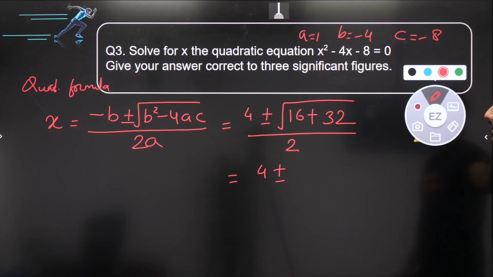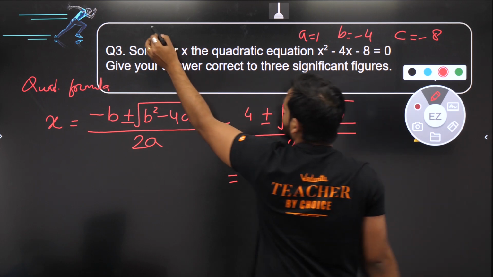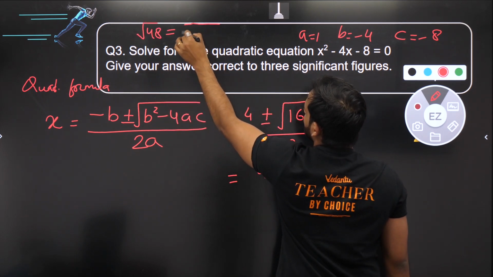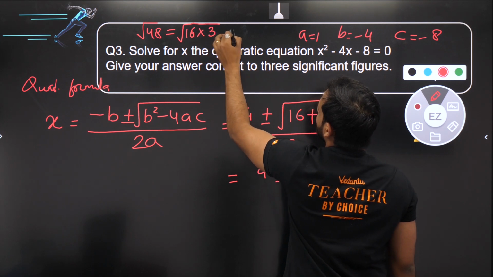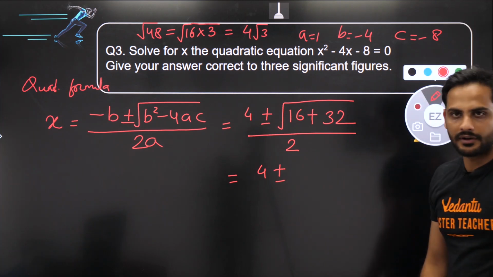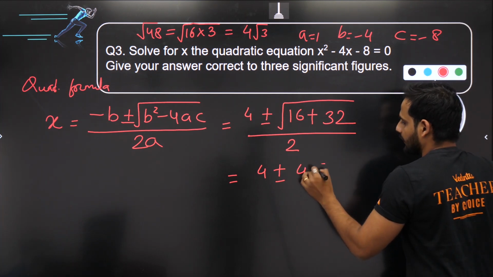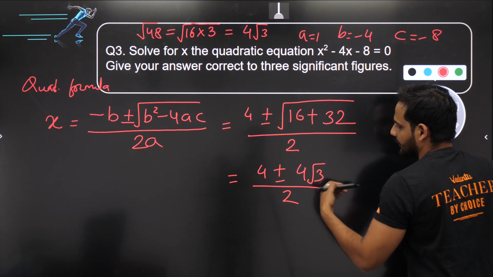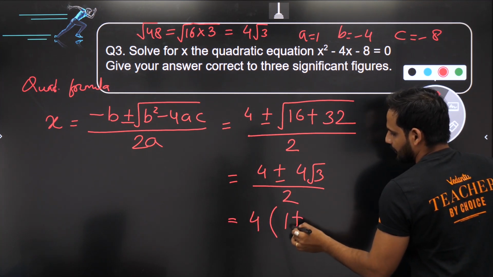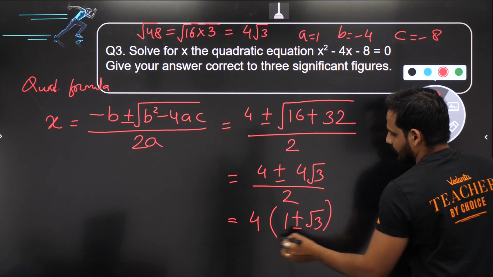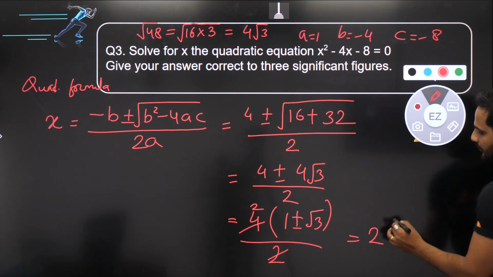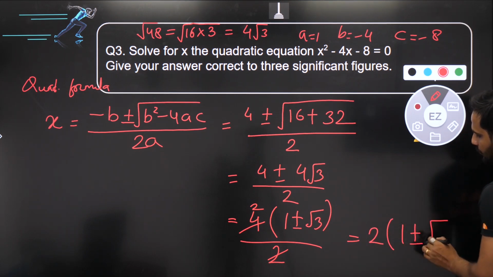This will become root 48, and root 48, if you see, can be written as what? Root of 16 into 3. Root 16 will come out as 4, so 4 root 3 will come out. So we'll be saying 4 root 3 divided by 2. Take 4 common, you'll be getting 4. If I take 1 common, 1 plus minus root 3, divided by 2. 2 ones are 2, 2 twos are. So the roots are 2 times of 1 plus minus root 3.